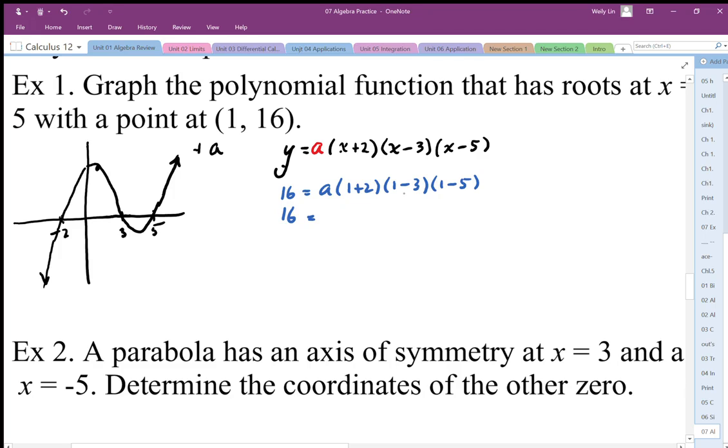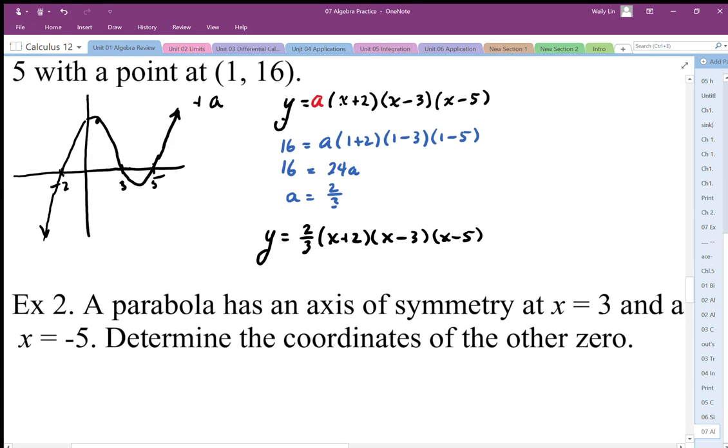So we end up with 3 times -2 times -4. So that's going to be positive 8 times 3 is going to be 24a. Okay, so when we solve for a, we end up with 16/24, which simplifies to 2/3. So the equation that we end up with for this polynomial, and it works out that the a is positive, which is what we would expect. And the factors are x plus 2, x minus 3, x minus 5. Okay, so there's our solution for that problem.